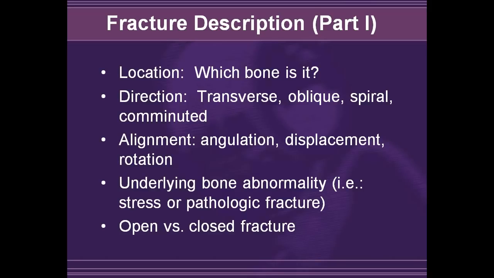So, description of fractures. The first thing we want to know is the location, which bone is involved. We need a description of the direction of the fracture, whether it's transverse, oblique, spiral, or comminuted. The alignment of the two fragments of bone needs to be discussed, including the angulation, whether there's displacement of the fracture, shortening, or rotation. A description of the underlying bone is also important. For example, a pathologic fracture compared to a stress fracture. A pathologic fracture is a fracture occurring in an abnormal bone with normal stress, whereas a stress fracture is a normal bone that has abnormal stress on it. Description of open versus closed fractures is also important.